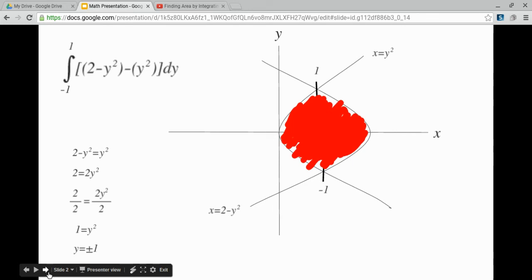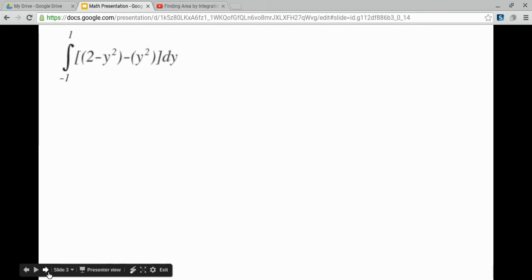So now it is the integral of 2 minus y squared minus y squared with respect to y from 1 to negative 1. So now we need to solve that to find the area. So to make this simpler, you would combine 2 minus y squared minus y squared, and now that would be 2 minus 2y squared. So the integral is the integral of 2 minus 2y squared with respect to y from 1 to negative 1.